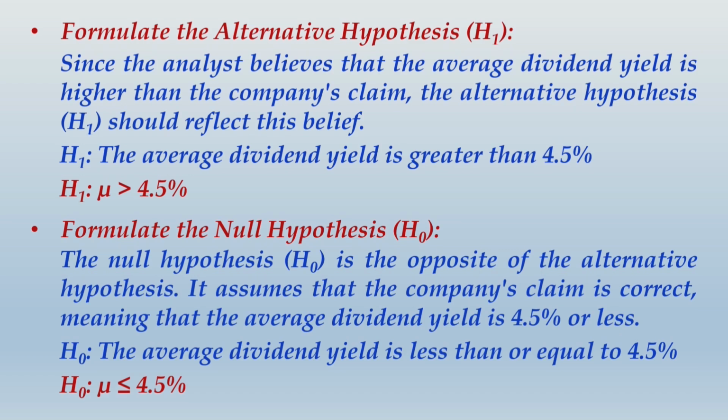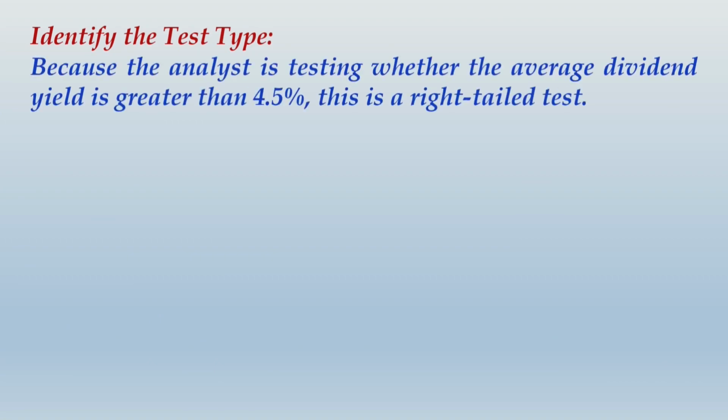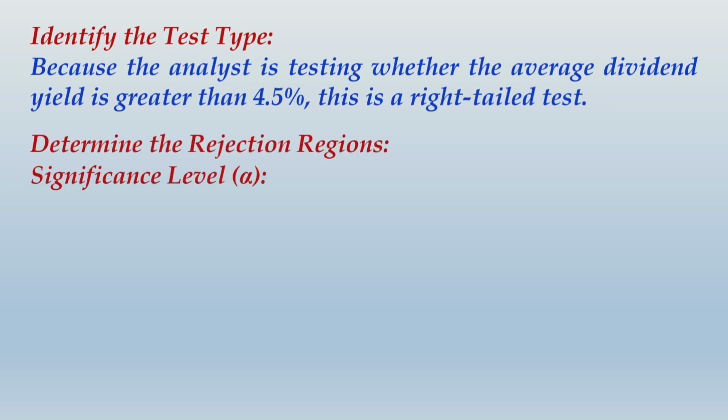Alright friends, once you have completed writing this whole thing, let us move ahead and continue further. Identify the test type. Because the analyst is testing whether the average dividend yield is greater than 4.5%, this is a right-tailed test.